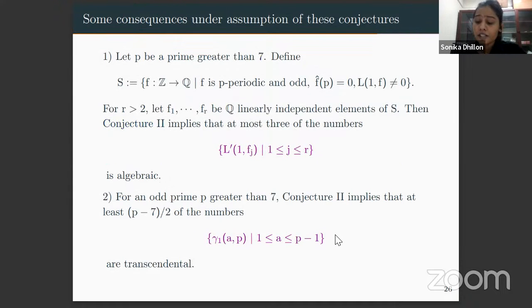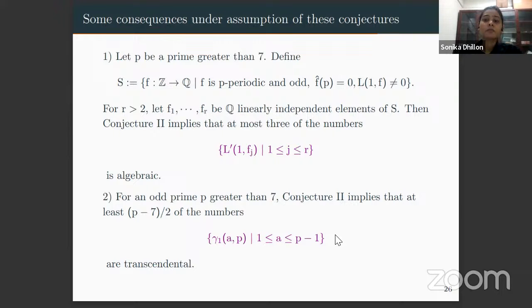Now, why are these variants of Rohrlich conjectures important? Because under the assumption of these two conjectures, Siddhi and Ram Murty in 2018 proved the linear independence of the derivative of L function. As we have seen earlier, the linear independence of the derivative of L function for the case when k is equal to 1 is related to the logarithm of gamma values.